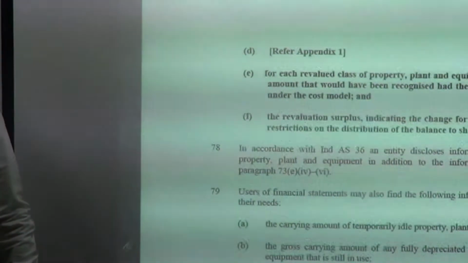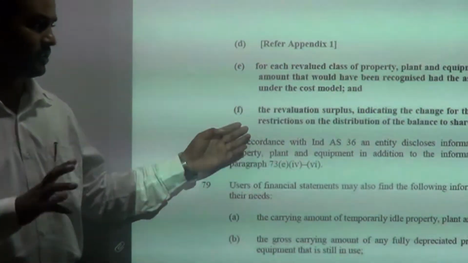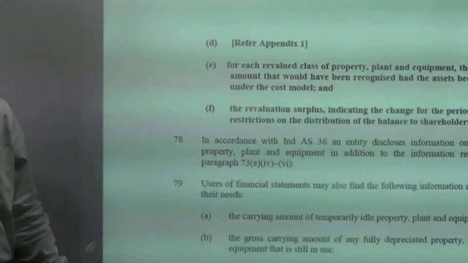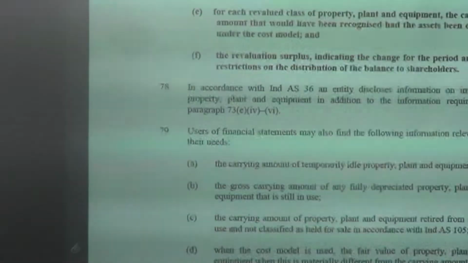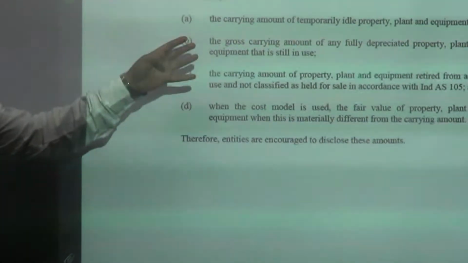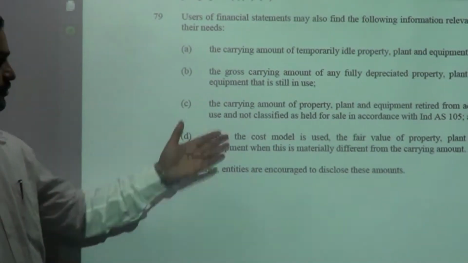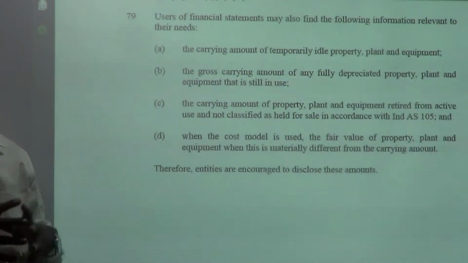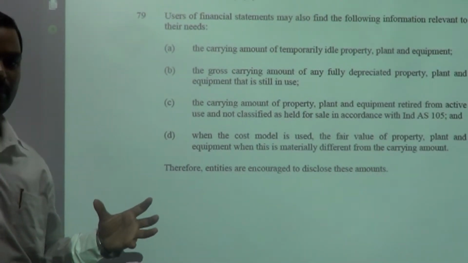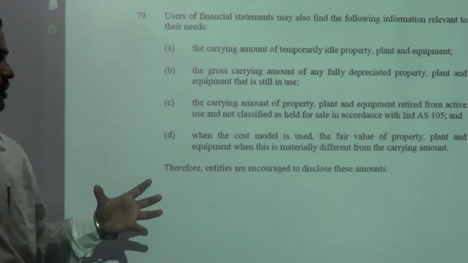Now, during the year, if there is any change in the revaluation surplus, what are the changes that have taken place in the revaluation surplus, that also has to be disclosed. Apart from that, para 79, some information may be useful for the users. If there is certain property, plant and equipment which is temporarily idle, the carrying amount of temporarily idle property, plant and equipment has to be disclosed.